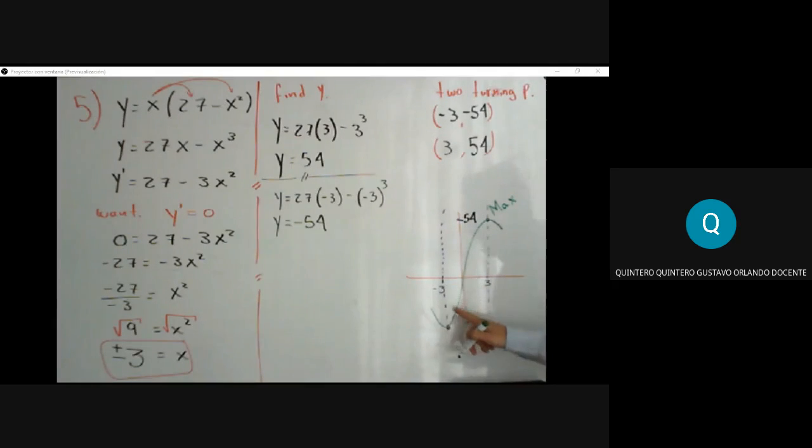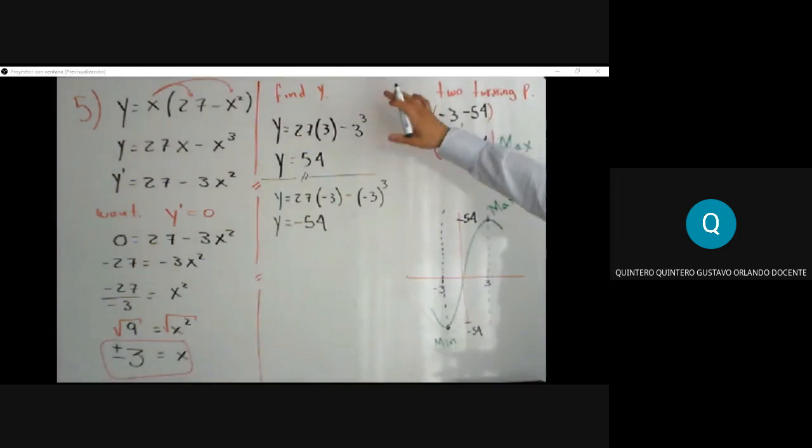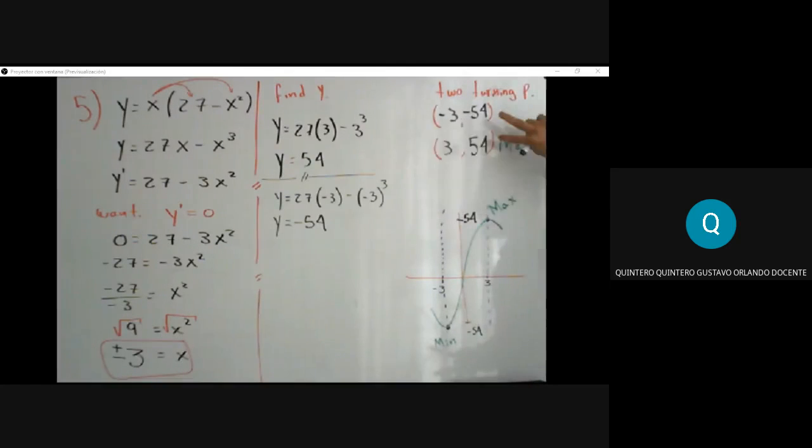It was going down, the line was going down, and then it has to go up, right? So this is a minimum point. From here, we know the 2 turning points, and (3, 54), this one, has to be a maximum. Remember, so far we know there are 2 turning points and their coordinates, but we didn't know which one was a maximum and which one was a minimum. But now from the graph, we know (3, 54) is a maximum, and (-3, -54), which is this one over here, is a minimum, right?